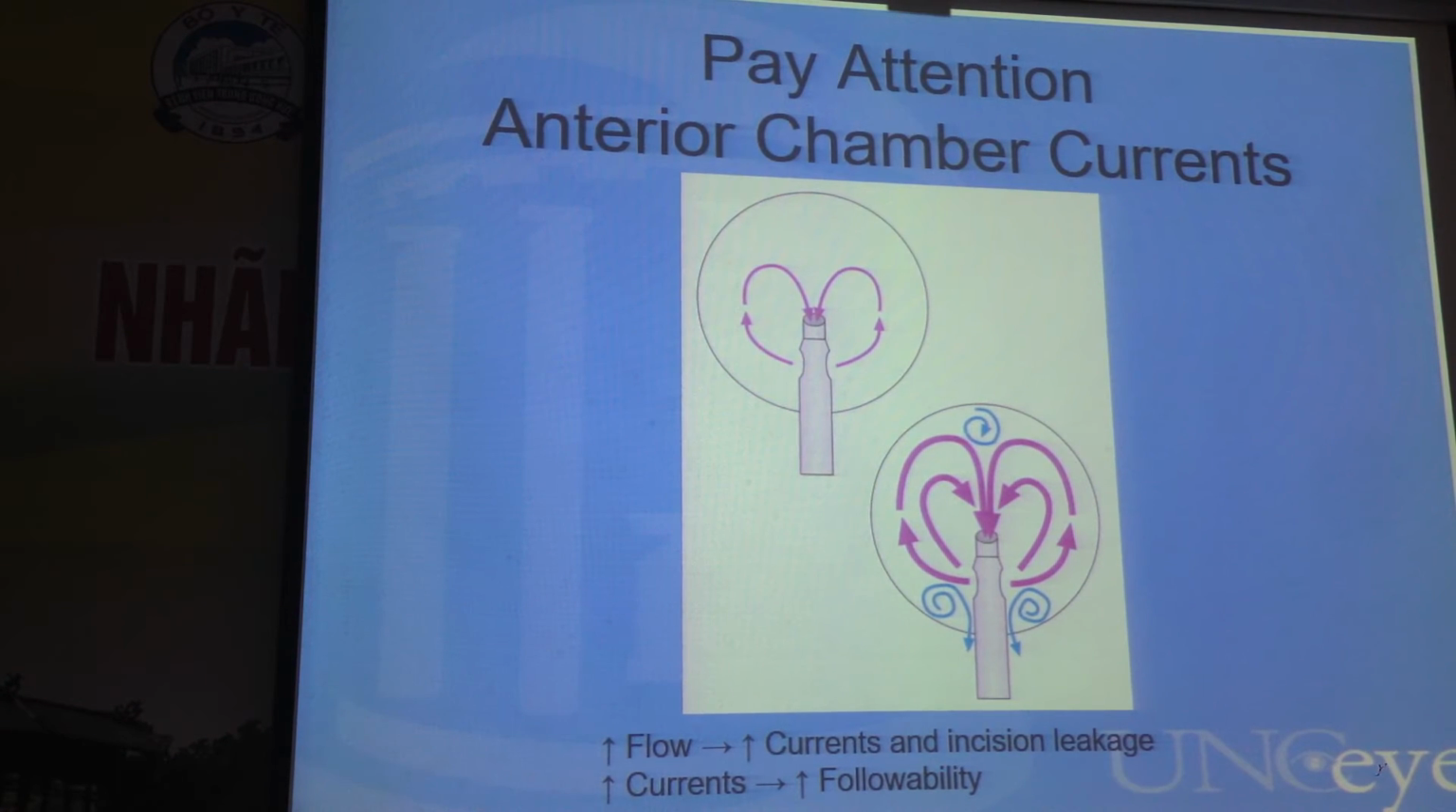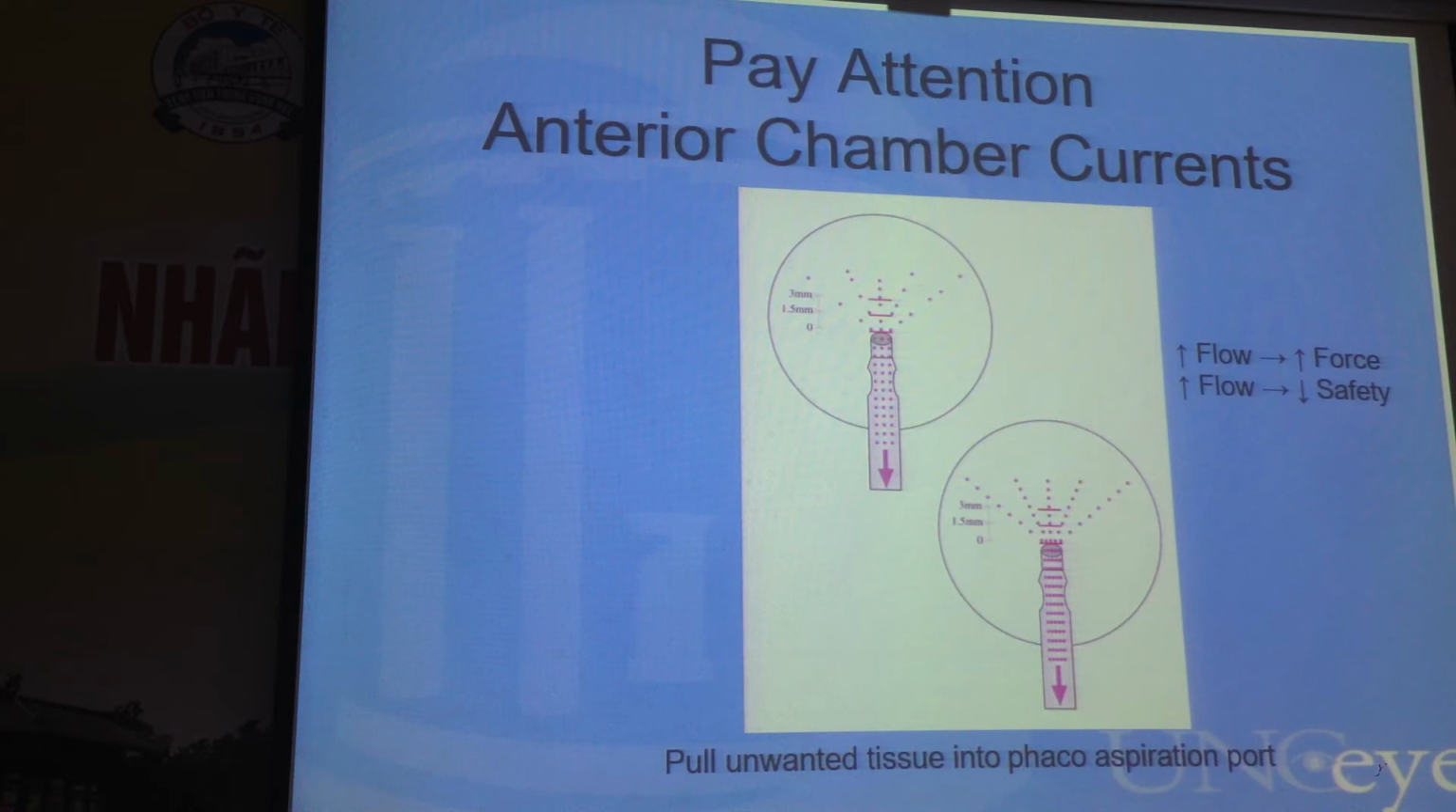In doing this, you have to pay attention to the intrachamber currents. If you increase your flow, you're going to have increased leakage from your incision. If you increase the flow, you're going to have decreased safety, because increased flow is going to have a tendency to bring iris and any flap of capsule that you have into your phaco needle, which you don't want. So you have to balance safety with your aspiration flow rate.